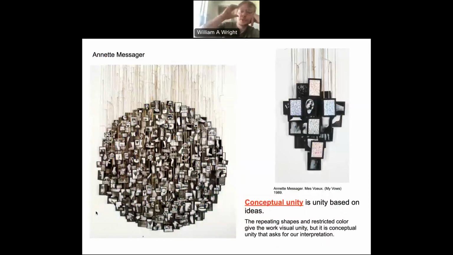In conceptual unity, the other type of unity and variety, unity is based on the idea, right? So repeating shapes and restricting colors, you get more conceptual, like the cool colors mean sad things, right, and there's some other person crying. The unity is the idea that the cool colors are sad and the person is crying. That's conceptual unity. It's the idea of the sadness, the concept of the piece. So repeating shapes and restricting colors gives the work visual unity, but conceptual unity asks for our interpretation.